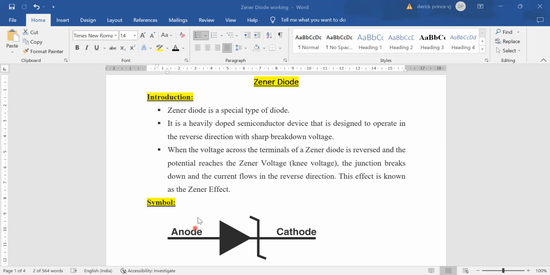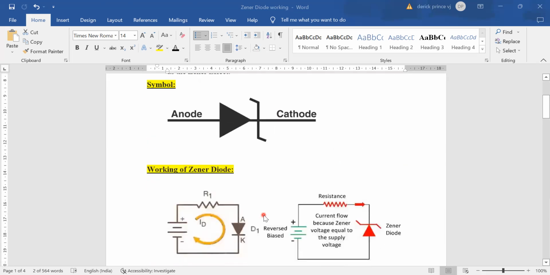Forward bias is, if it is anode, anode means it is P type. P and N combination makes the formation of the diode. P is anode, and if I give positive supply to this, then that is called the forward bias. So when the voltage across the terminal of the Zener diode is reversed and the potential reaches the Zener voltage, after that the junction breaks down and the current flows in the reverse direction. This effect is known as the Zener effect. There will be a constant output voltage. So that is the Zener diode.